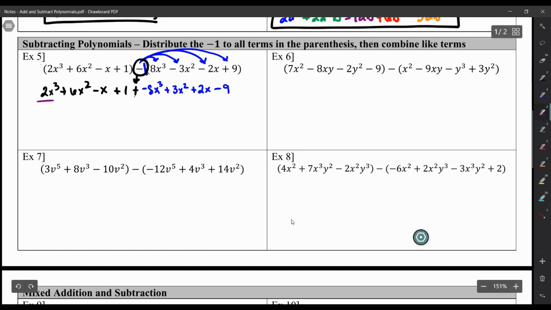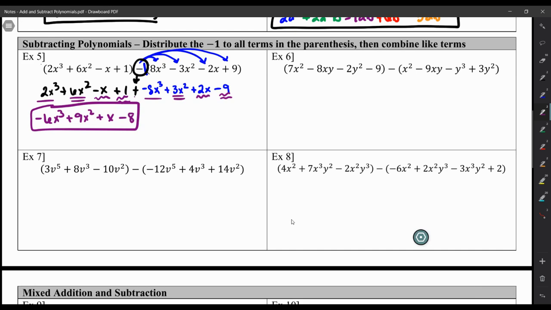2x to the third plus a -8x to the third makes -6x to the third. 6x squared and a 3x squared makes 9x squared. -x and a positive 2x add together to be a positive x. And positive 1 plus -9 makes a -8. And this is in descending order of exponents, so this is the final simplified version of the subtraction of these two polynomials. Example 6 will work similarly to example number 2.